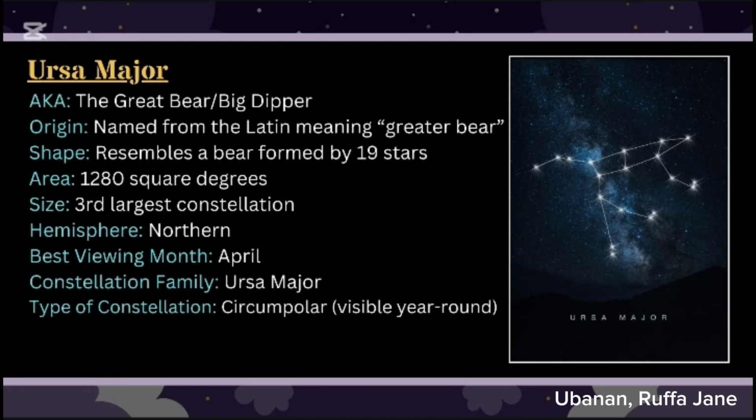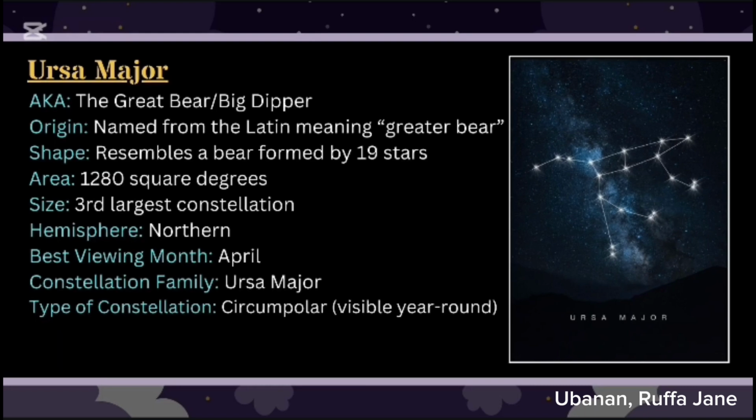The constellation is also known as the Big Dipper because its seven brightest stars form a distinctive dipper shape. This dipper shape is often used to locate Polaris, or the North Star, which is located near the end of the dipper's handle. Ursa Major is a large constellation covering 1,280 square degrees of the sky. It's the third largest constellation in the sky and it's located in the northern hemisphere.